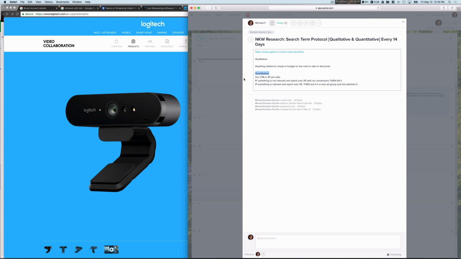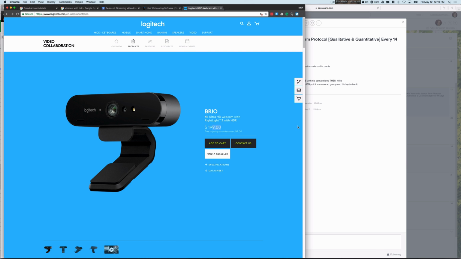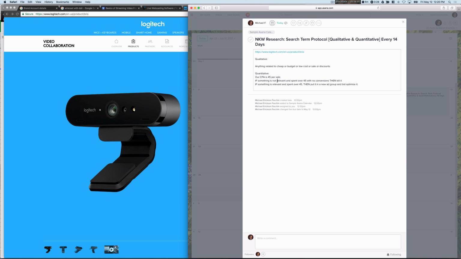Now, when it comes to quantitative metrics, these are a little bit more straightforward. These are numbers based. I remember when I used to be a high school biology teacher, qualitative versus quantitative: quantitative has an N in it, so it relates to a number. So in this case, let's say their CPA on this $200 webcam is $45 per sale. They would set up some guidelines. If something is not relevant, pause it. And if it's spent over $45 without a conversion, then kill it, of course.